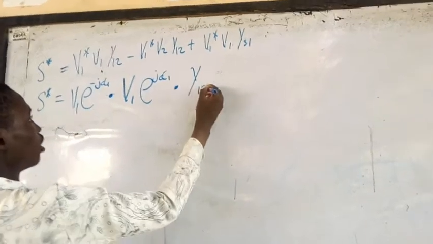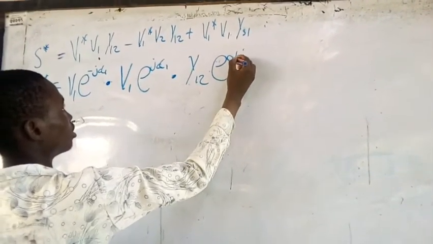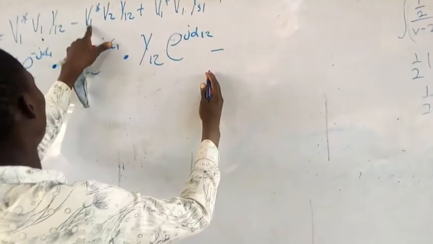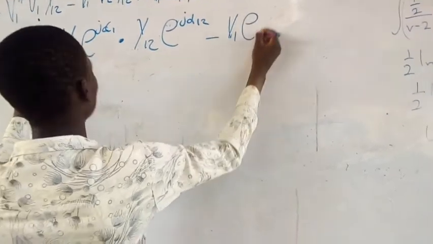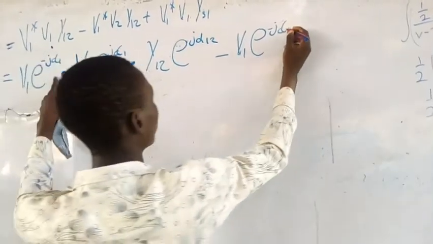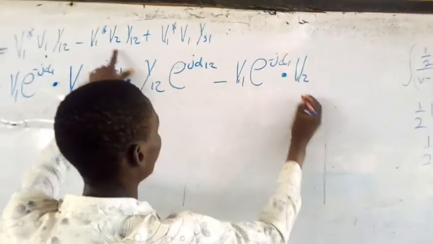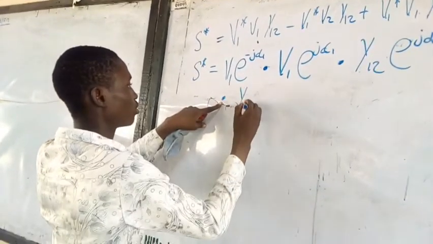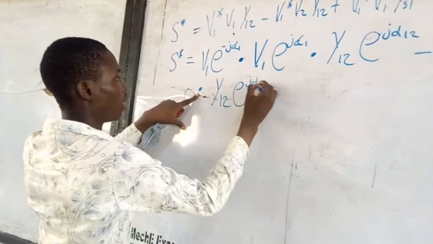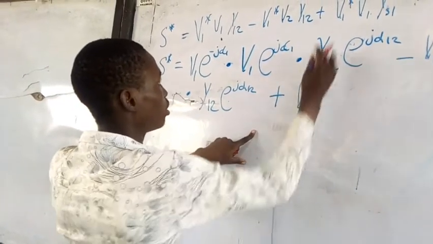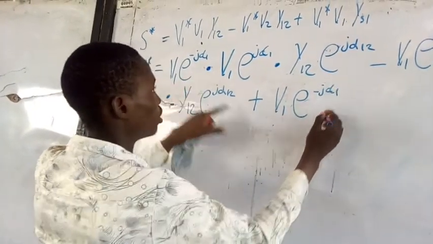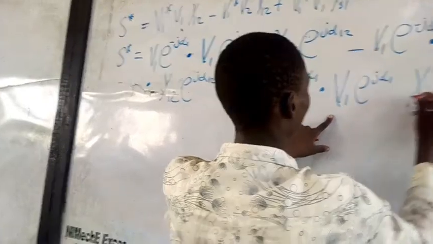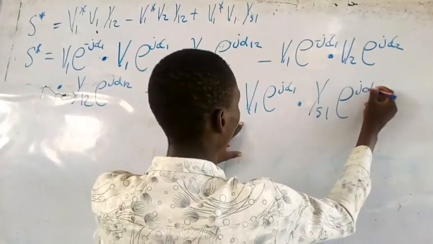times y12 e alpha j conjugate alpha 12 minus v1 here, which is going to be like this, e minus j alpha d1, v2 will be e j d2 times y12 e j alpha 12, then plus v1, and this v1 will look same like this, then multiply by v1 e j d1, then y s1 is e j alpha s1.